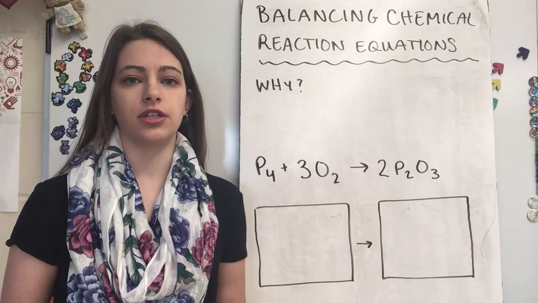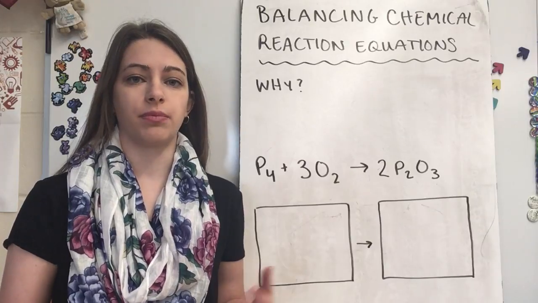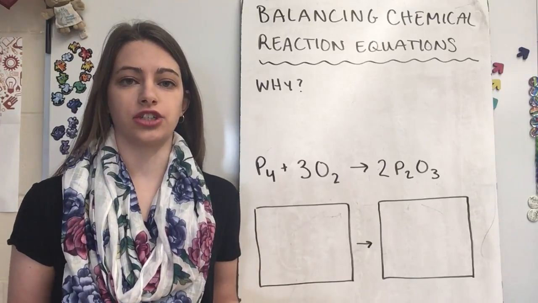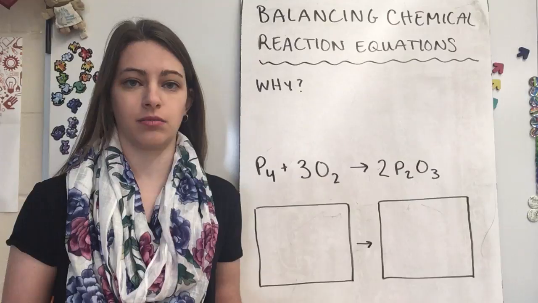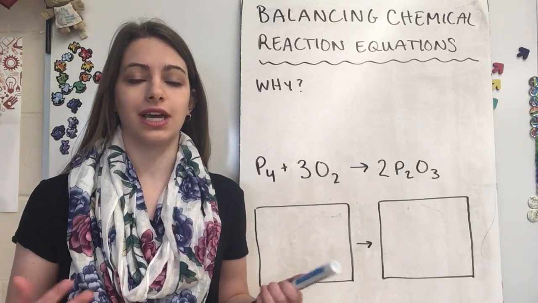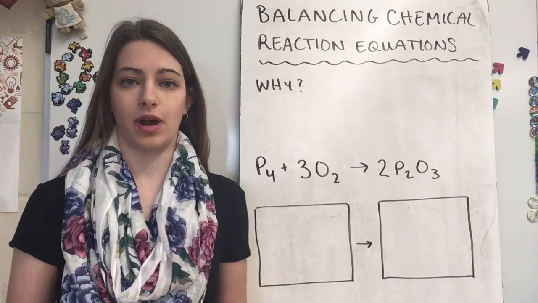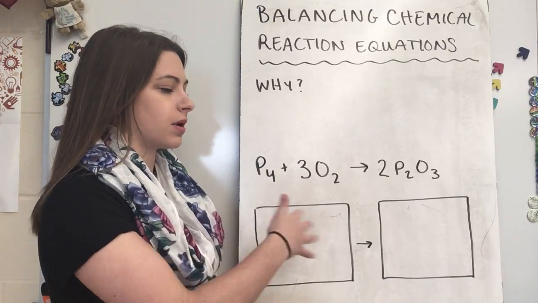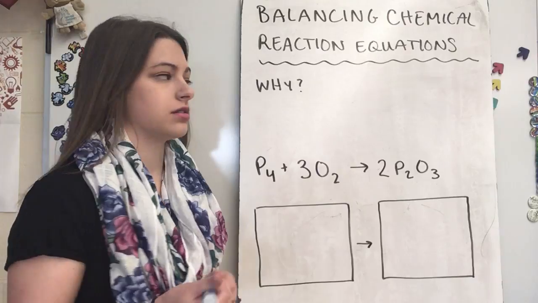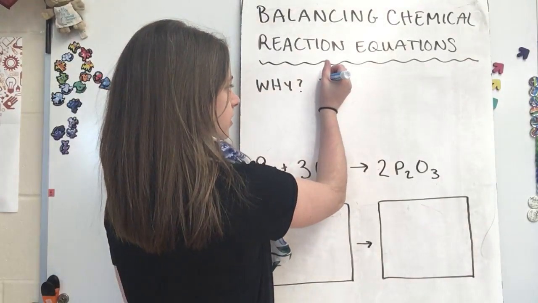Now, the law of conservation of mass tells us that before and after any sort of change happens, mass has to stay the same. So our total number of particles of each type of atom needs to stay the same, even if they're bonded in different ways. So we need our chemical reaction equation to show this. So our why is the law of conservation of mass.